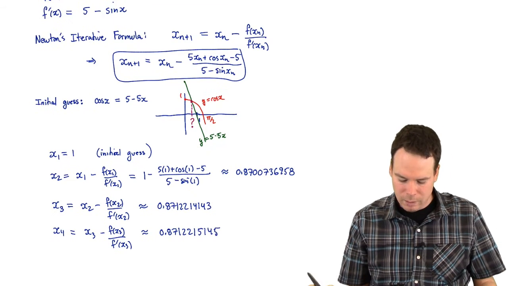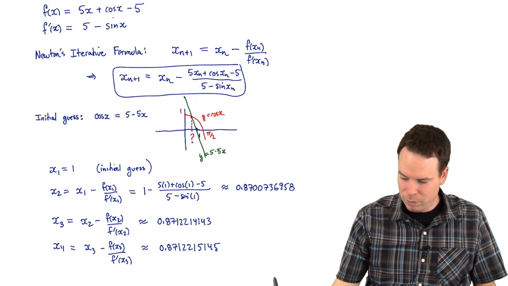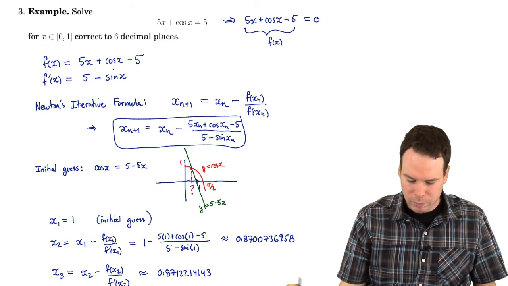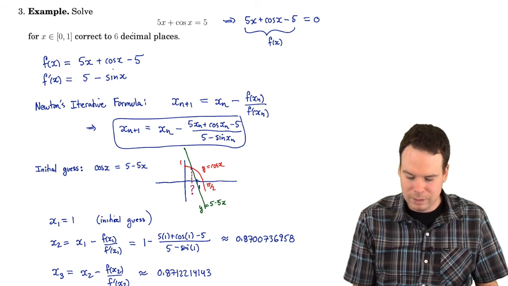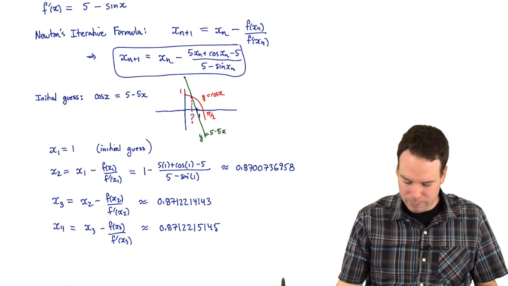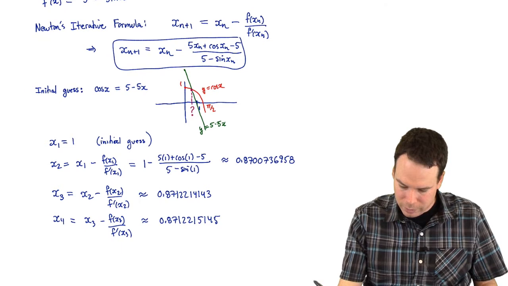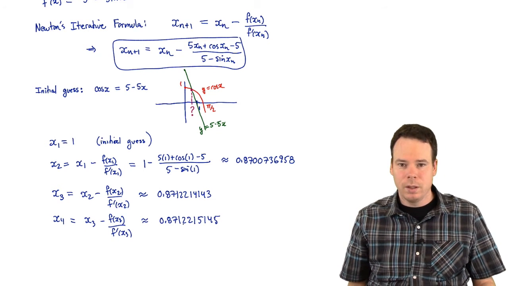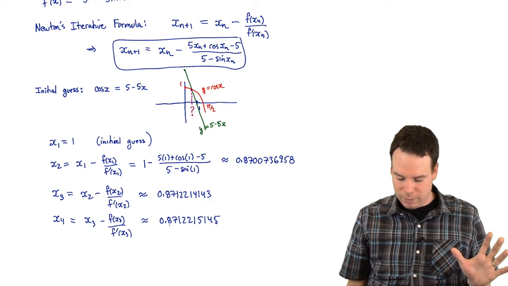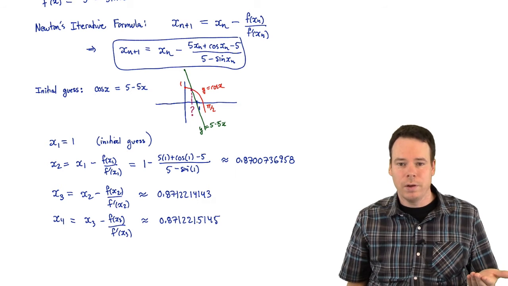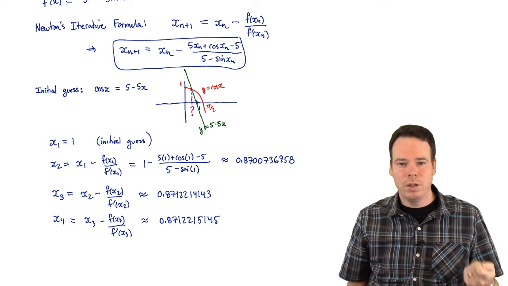0.87122151545. How many decimal places of accuracy did we want for our answer? Well, we wanted to find the solution correct to 6 decimal places. So I look back now. Do I have 6 decimal places correct? Well, of course, I don't know the actual answer, so I can't compare this to the actual answer to know if I've got 6 decimal places correct.